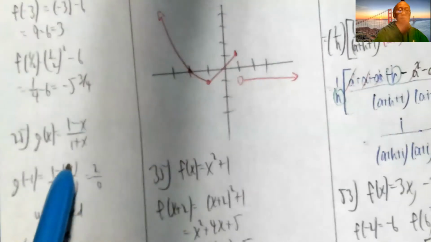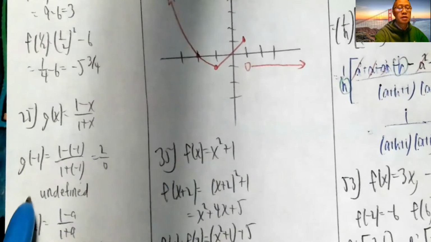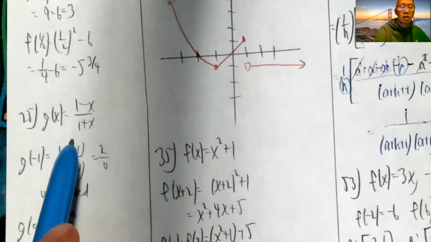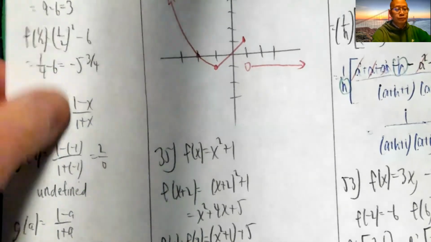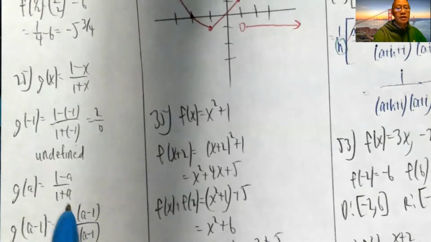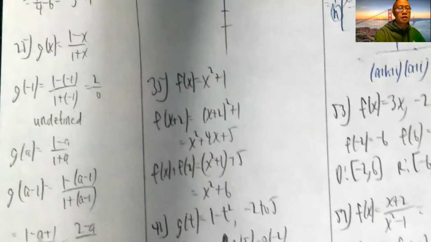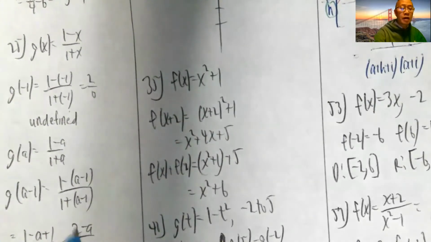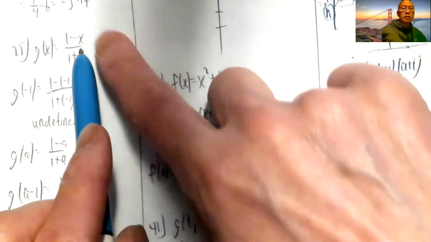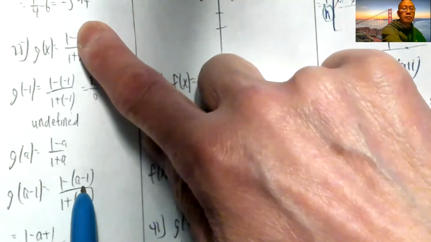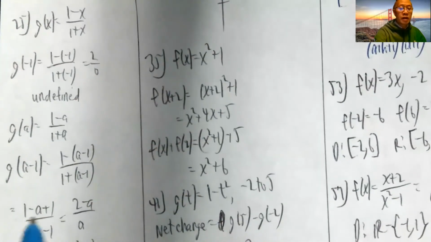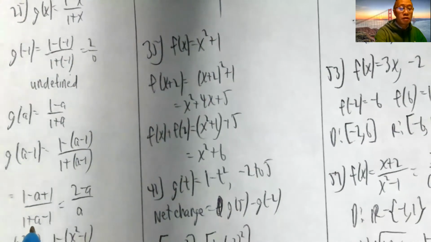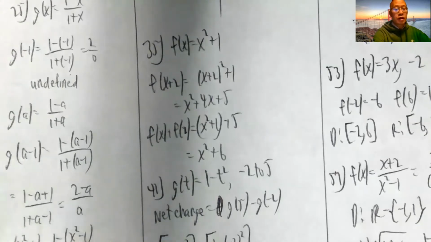25, g of x is 1 minus x over 1 plus x. G of -1, if I plug in -1, I get a 0 in the denominator, so that's undefined. G of a, simply 1 minus a over 1 plus a. G of a minus 1, pretend you erase it, put a minus 1, erase this, put a minus 1. So that's 1 minus a plus 1 over 1 plus a minus 1, 2 minus a over a.